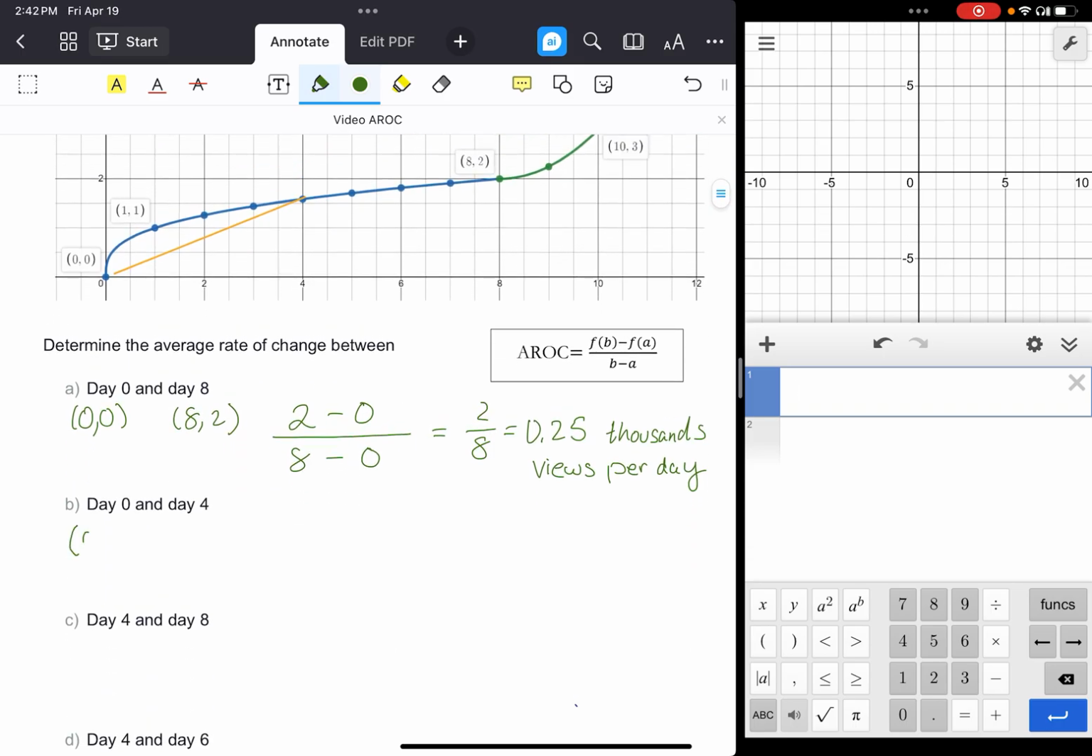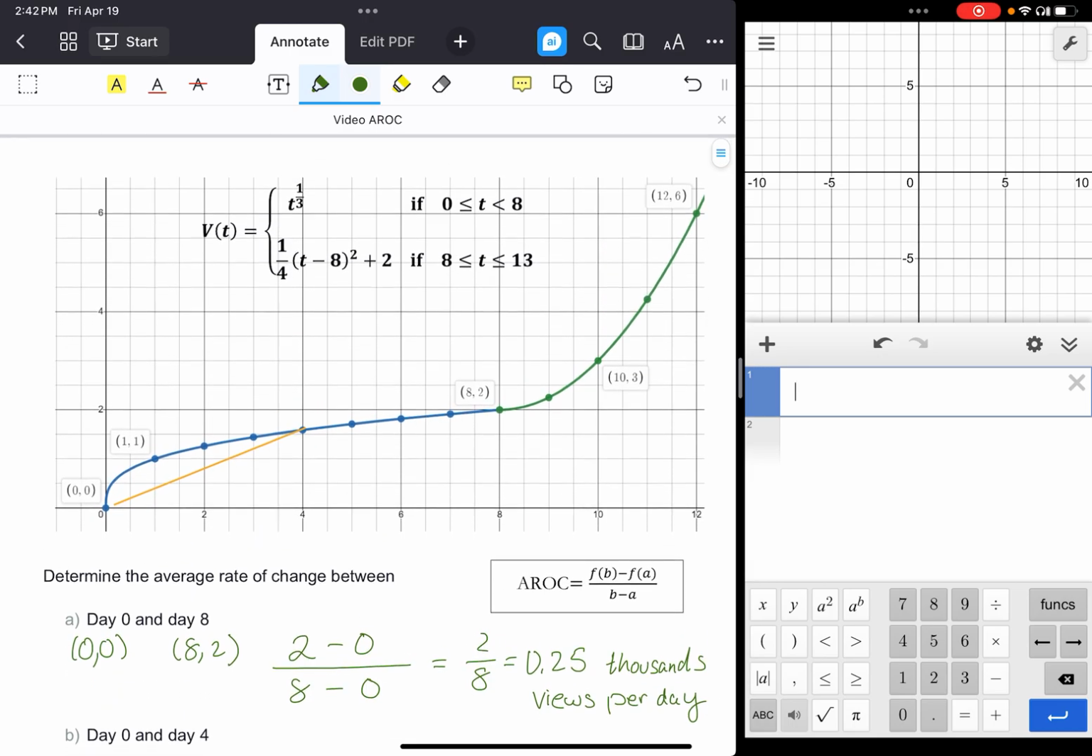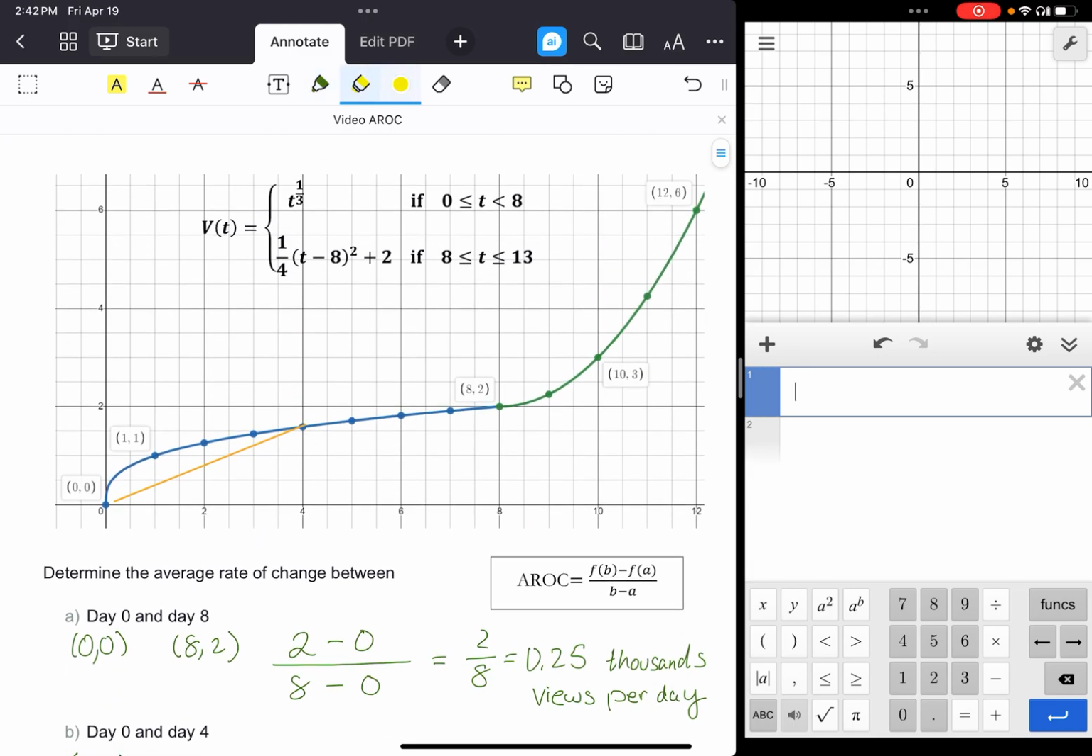Now, in this case, I still know the point at 0 is (0, 0) because it was given, but I don't have the point at 4. But I do have the equation. And remember, our inputs are between 0 and 8, so we're focused on this top equation.